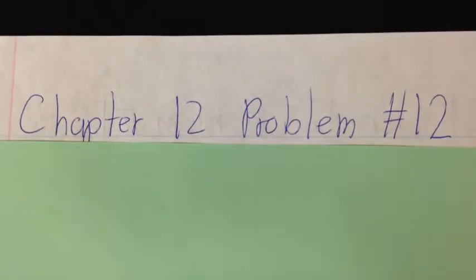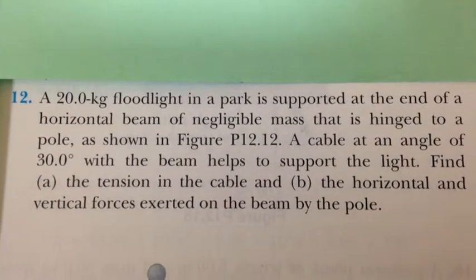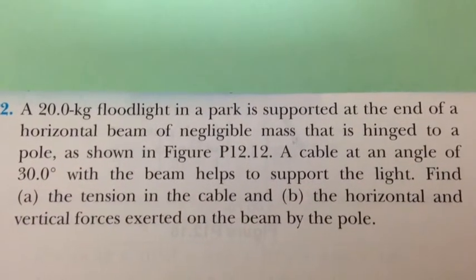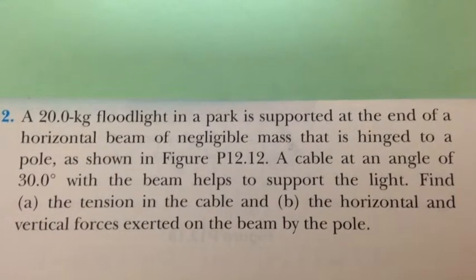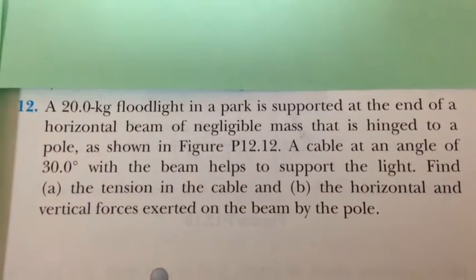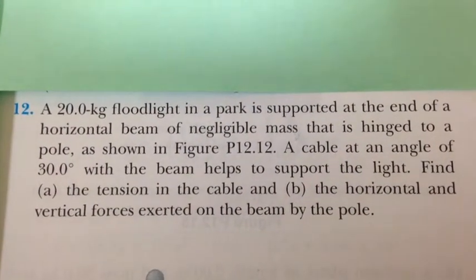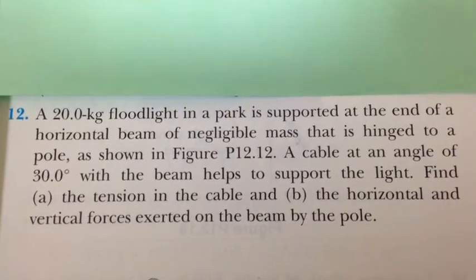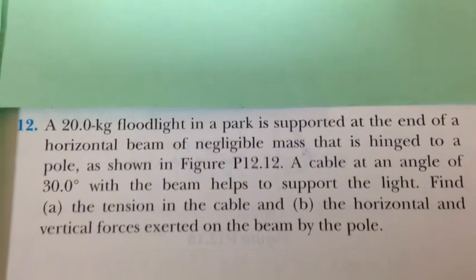Chapter 12, Problem number 12. A 20.0 kilogram floodlight in a park is supported at the end of a horizontal beam of negligible mass that is hinged to a pole, as shown in figure P12.12. A cable at an angle of 30.0 degrees with the beam helps to support the light. Find A, the tension in the cable, and B, the horizontal and vertical forces exerted on the beam by the pole.